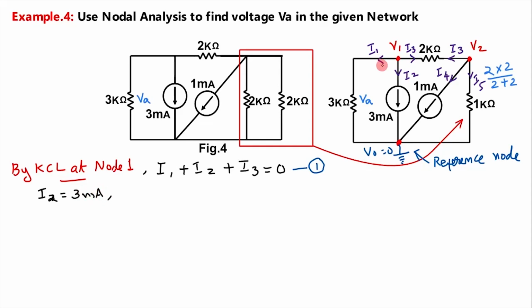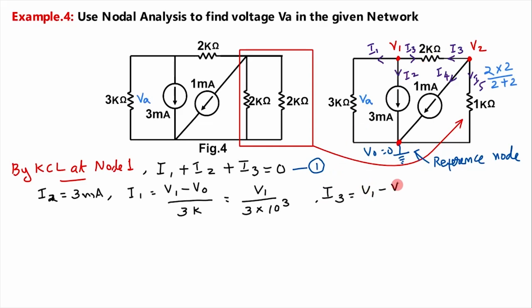Then current I1 is equal to V1 minus V0 divided by 3K. V0 means 0, so that is V1 divided by 3 into 10 raised to 3. Then I3 is equal to the difference between V1 and V2 divided by 2K, which is equal to V1 minus V2 divided by 2 into 10 raised to 3.